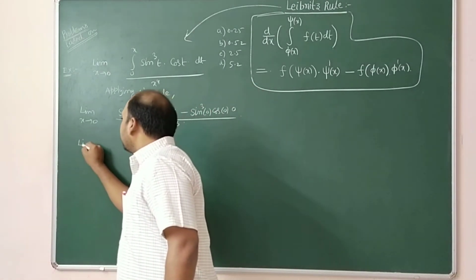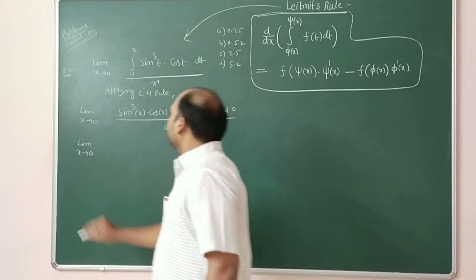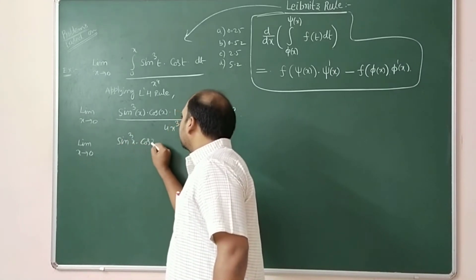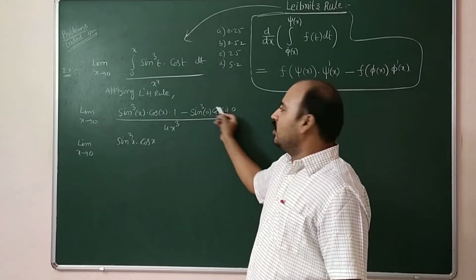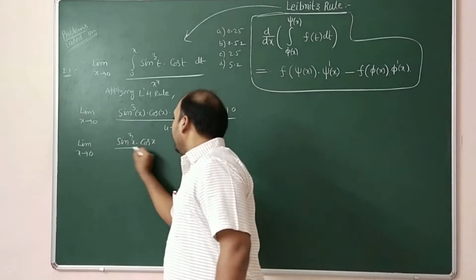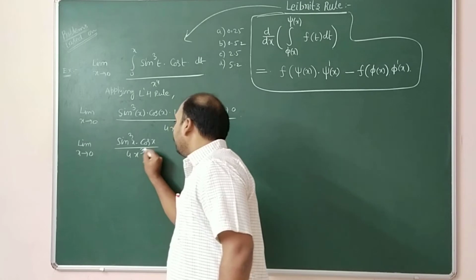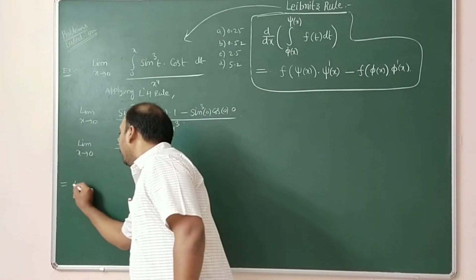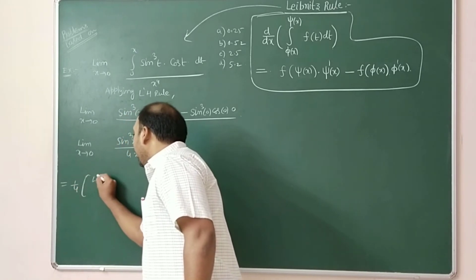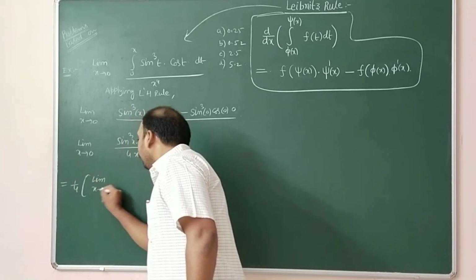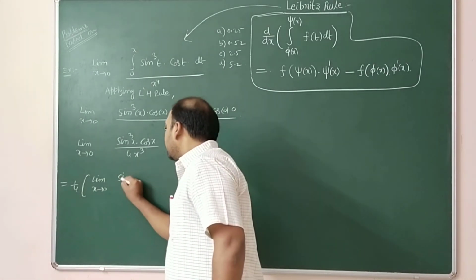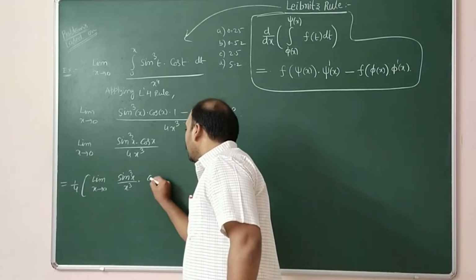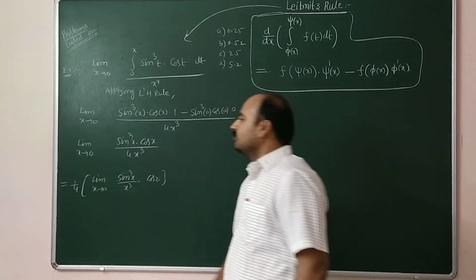Now limit x tends to 0, sin cube x into cos x. 0 and anything is 0. This value goes to be 0. Whole divided by 4x cube. 4 is constant, we can take outside, it is in the denominator. So 1 by 4, limit x tends to 0, sin cube x divided by x cube into cos x. First you have to write like this.